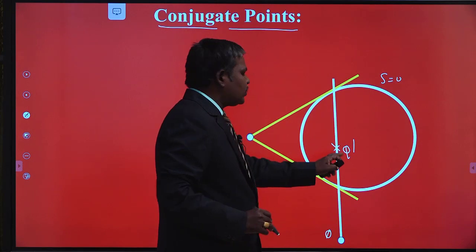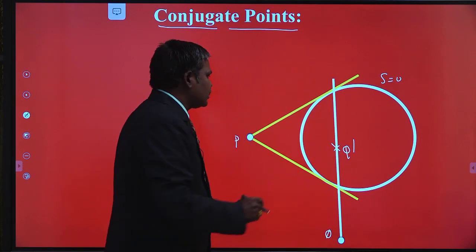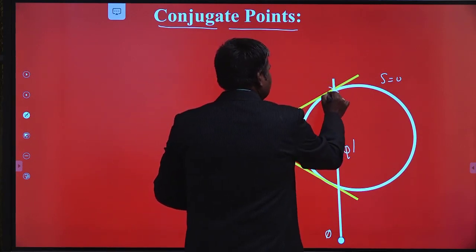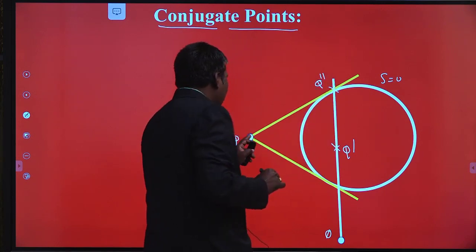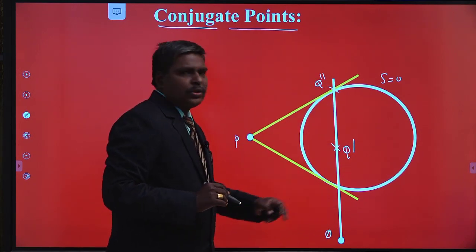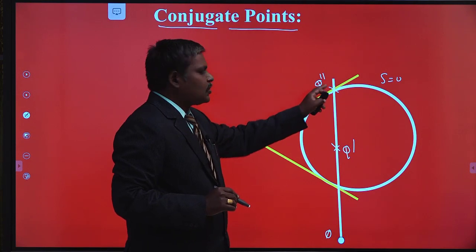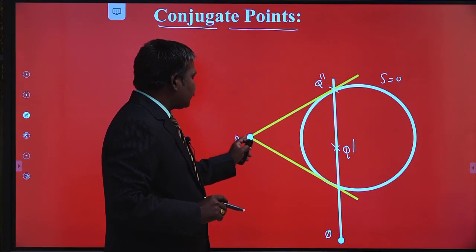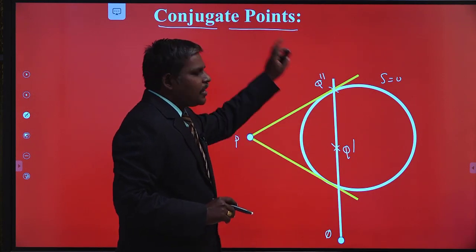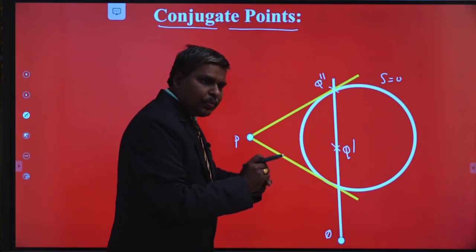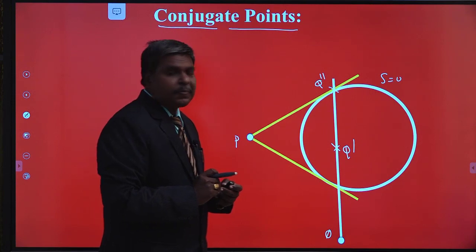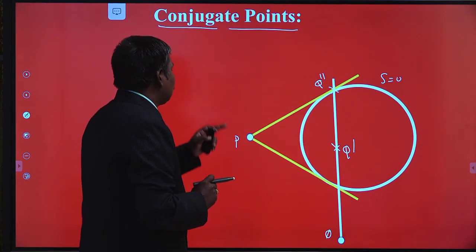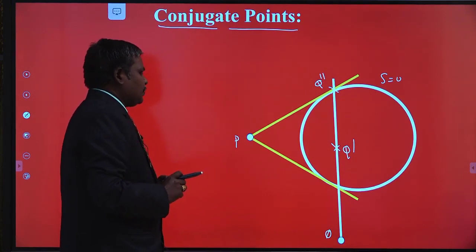Now P comma Q dash are also conjugate points. See here, suppose the point is here itself, Q double dash. Now the polar of P passing through the point Q double dash itself. Therefore P comma Q dash are also conjugate with respect to the same circle. Suppose if you fix the point P, you can find infinite number of points in such a way that both the points form conjugate points with respect to the circle. So this is the definition of the conjugate points.